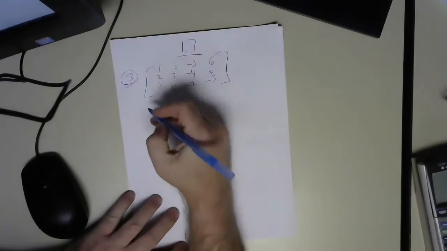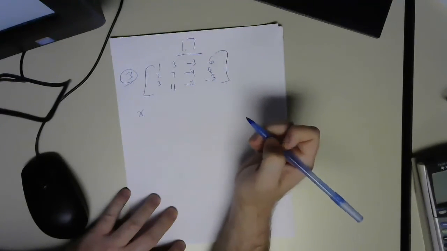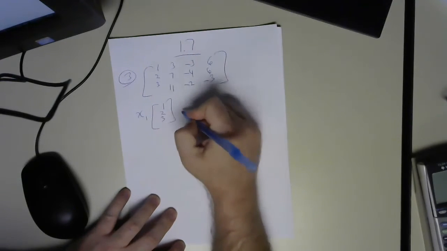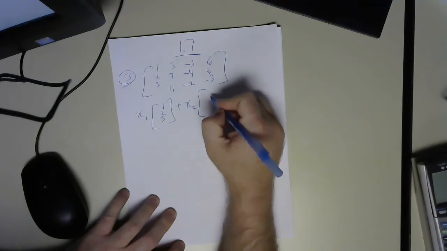It means, does there exist a set of numbers x1, x2, x3, x4 that will satisfy this equation other than the trivial solution of 0, 0, 0, 0?